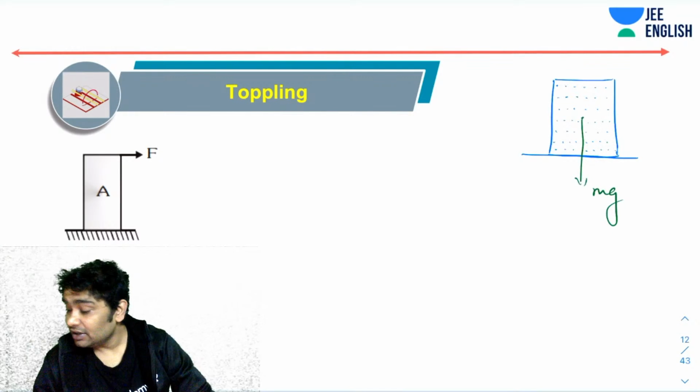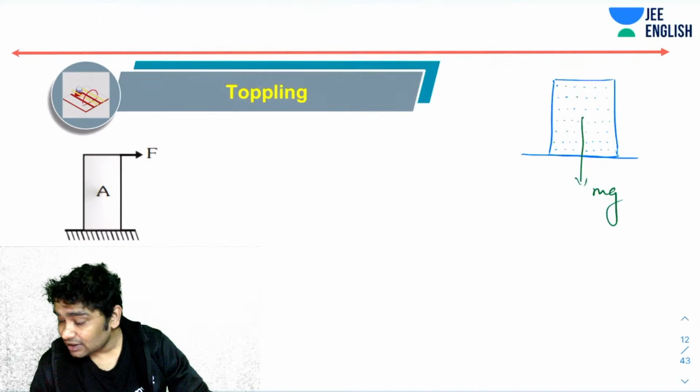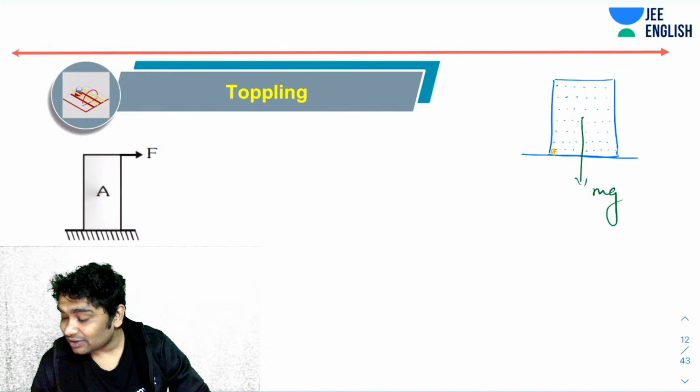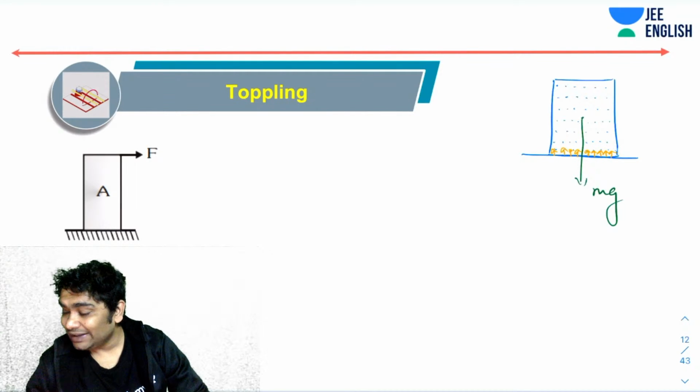Similarly, if you talk about the normal reaction, what you will realize is that the normal reaction will be exerted at all these points. So if the normal reaction is exerted at all the points, what happens when you show this line?